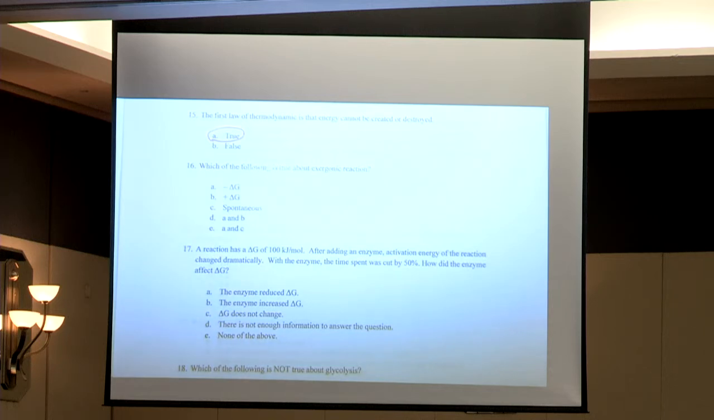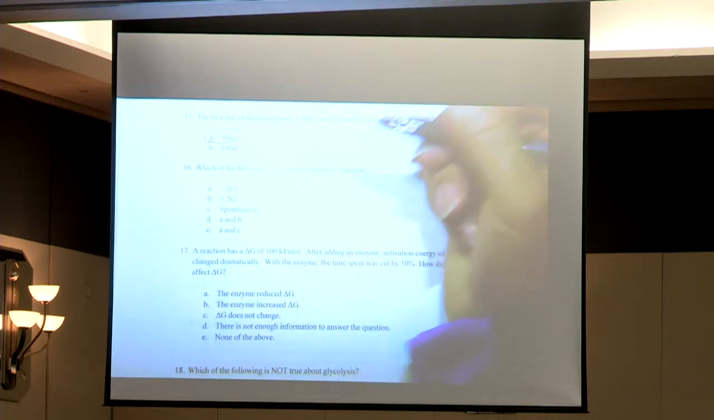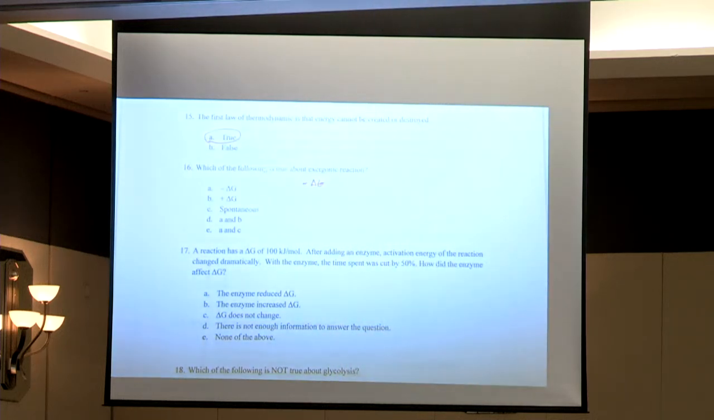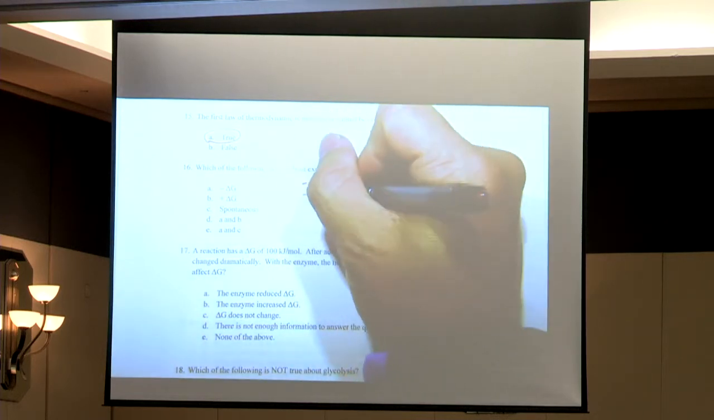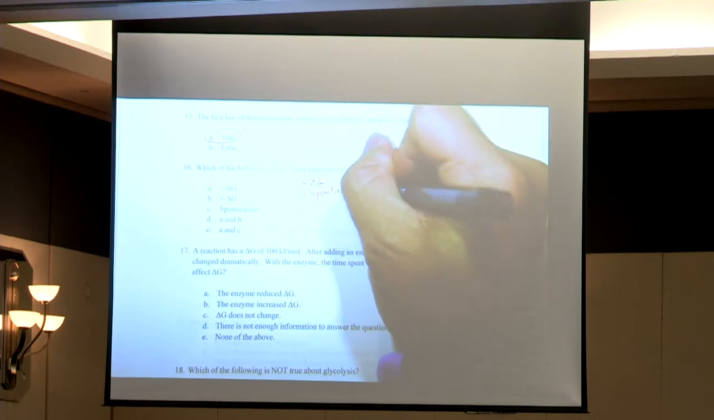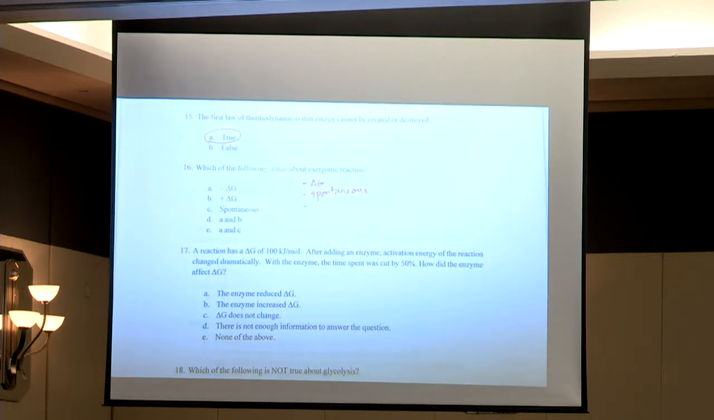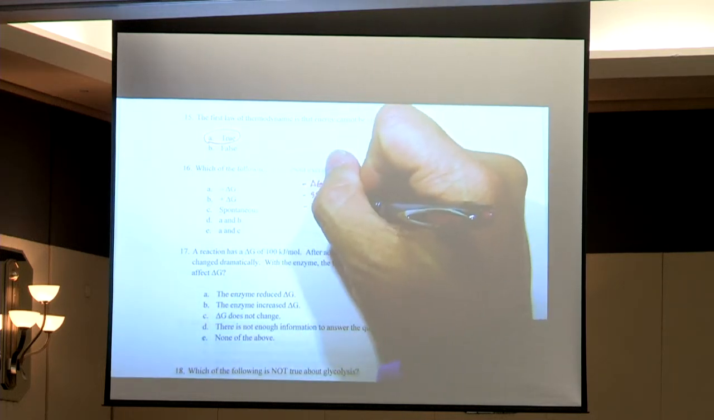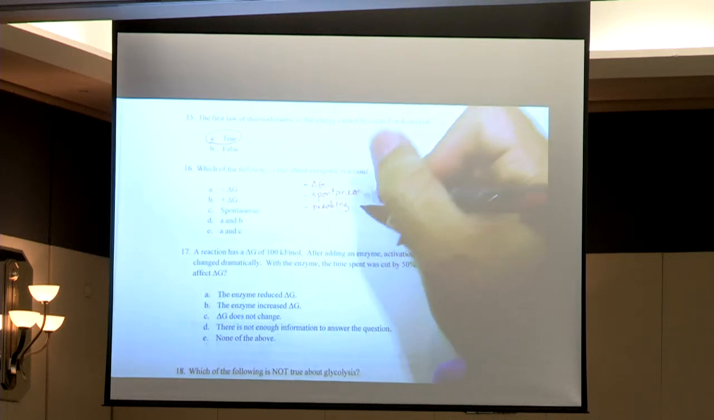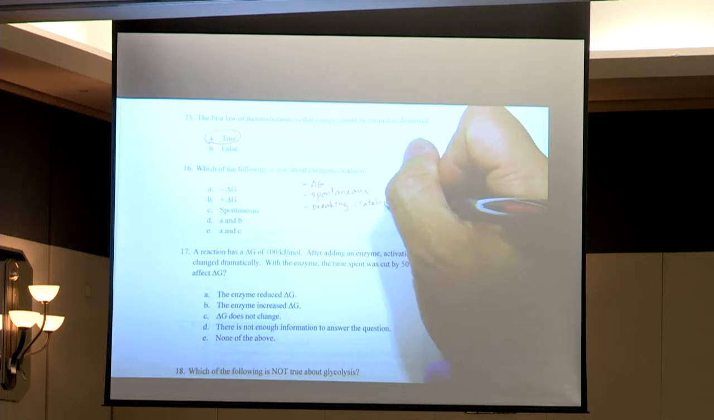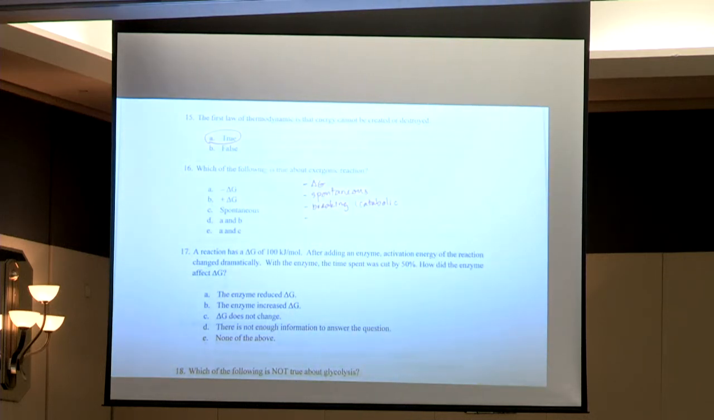Okay, which of the following is true about exergonic reaction? So what do we know if we have exergonic? We know that we'll have negative delta G, right? We know it is spontaneous. What else? Is it breaking bond or forming bond? So we know it's going to be a breaking bond, or catabolic. And also, if it's breaking bond, what do you use to break bond? What kind of reaction?